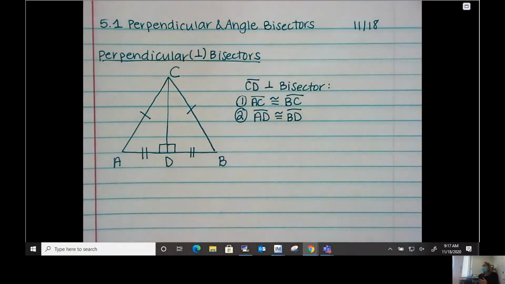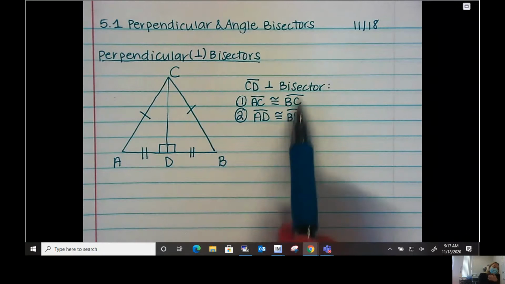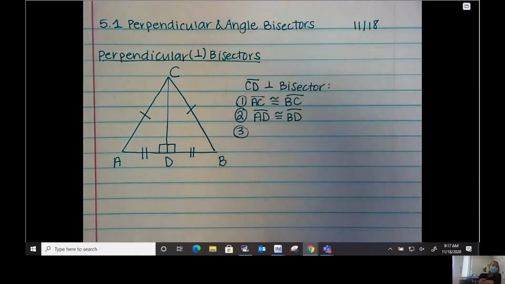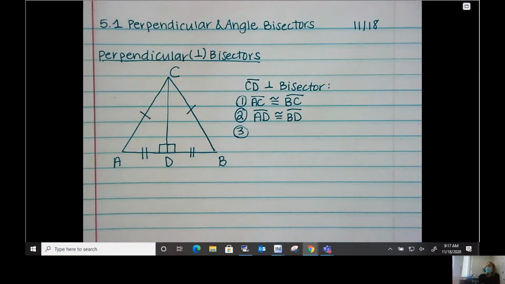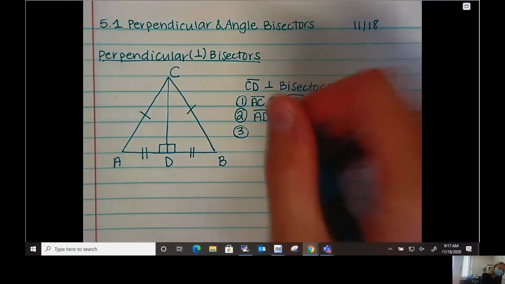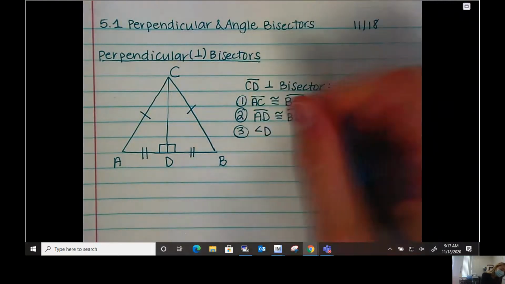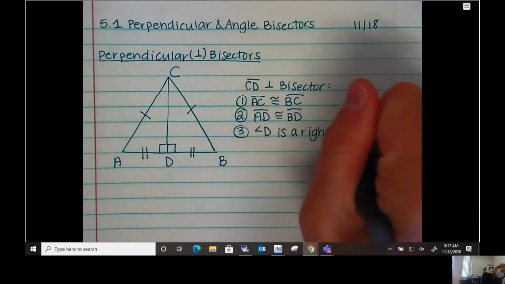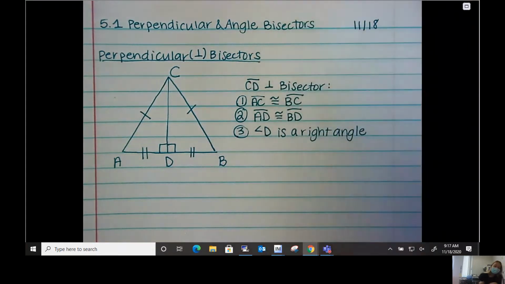Right? All these sides are exactly the same. All the angles are exactly the same. These two are the important ones. And the last important thing is that at angle D, you have right angles. Angle D is a right angle.